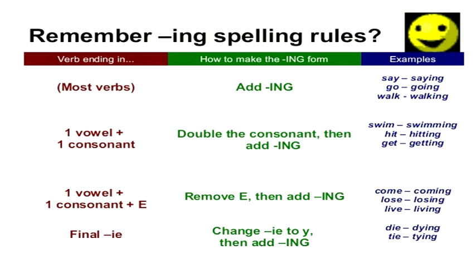Then comes children, the verbs which have IE combination. Whenever we have IE at the end, this IE changes to Y. Like DIE, die becomes DYING. Similarly, tie, TYING. Similarly, we have lie, LYING. Okay? So, students, always remember these spelling rules.